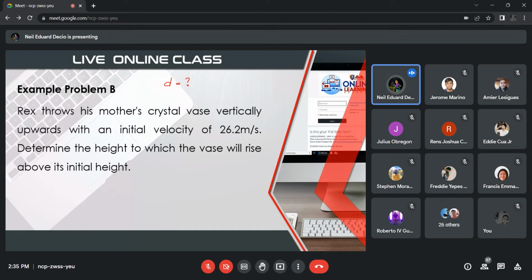But then, we can actually solve for the displacement if we know the final velocity, the initial velocity, and the time. But then, yung pwede natin ma-extract dito na data. Wait lang, ha? So, yung initial velocity, VI, is equal to 26.2 meter per second.